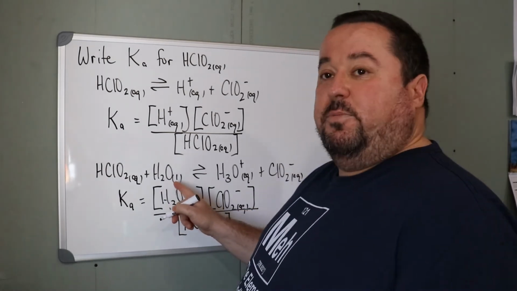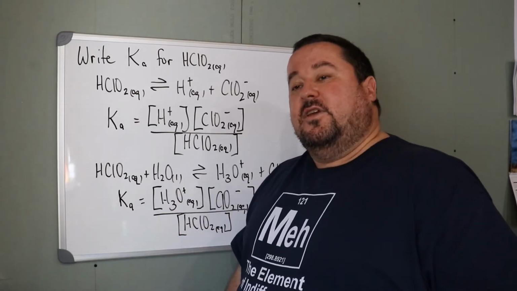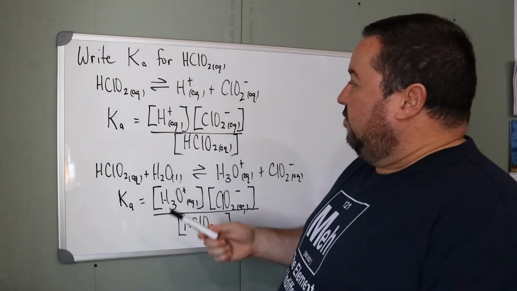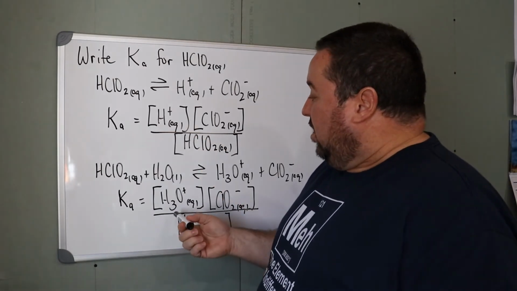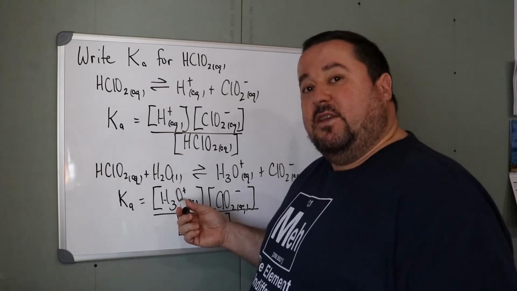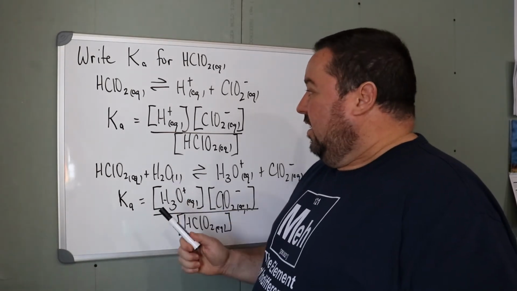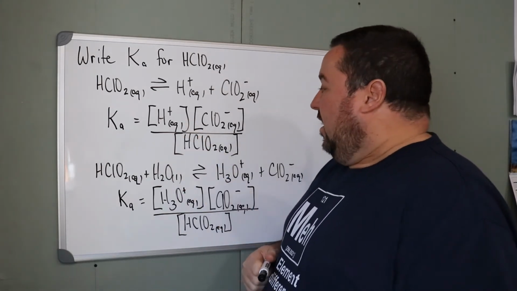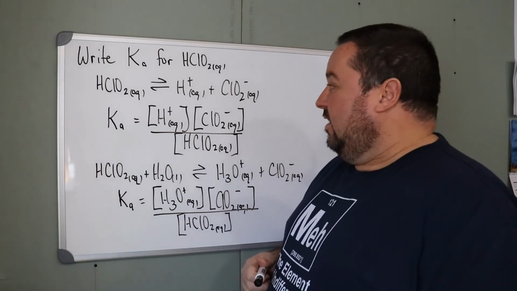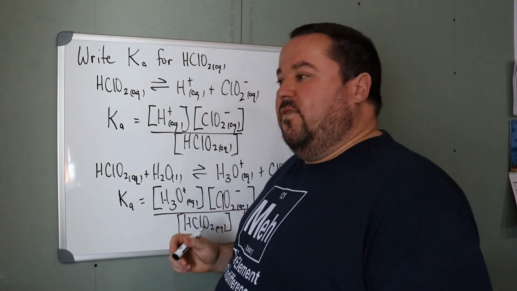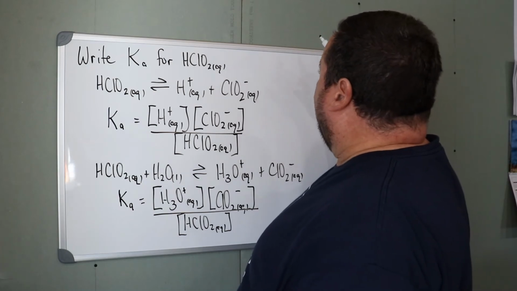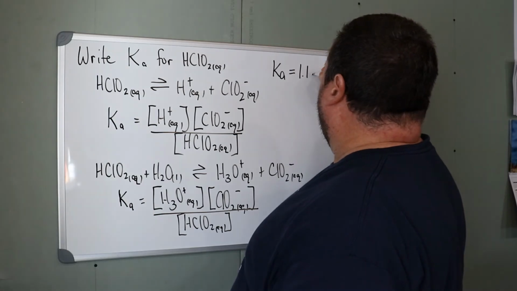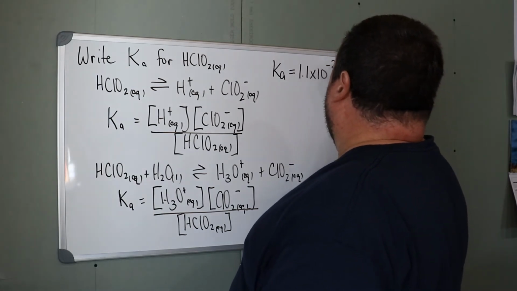And because water is a pure liquid, it doesn't get included in the equilibrium constant expression. So I see that the only difference between the two Ka expressions is under Bronsted-Lowry theory, I'm identifying the proton as a hydronium ion, and under the Arrhenius theory, I identify the proton as a hydrogen ion, and the two are mathematically equivalent. If we look up the value for Ka for chlorous acid, we find that its actual Ka value is 1.1 times 10 to the negative 2.